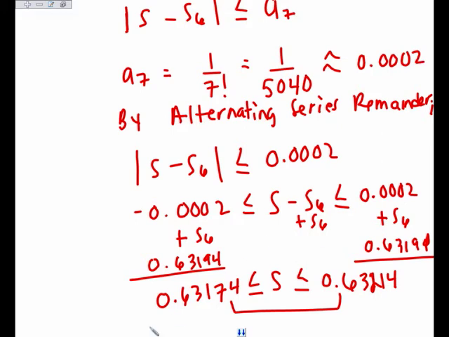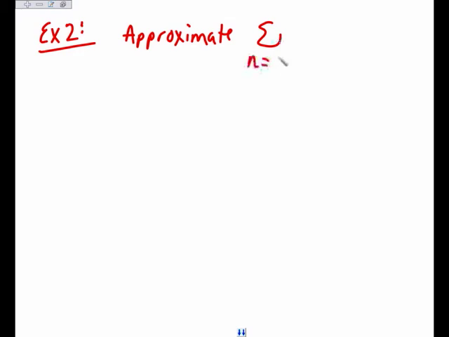Okay, so now what we're going to do is another example. Call this example two. What we want to do is approximate this infinite series to 3 decimal places.